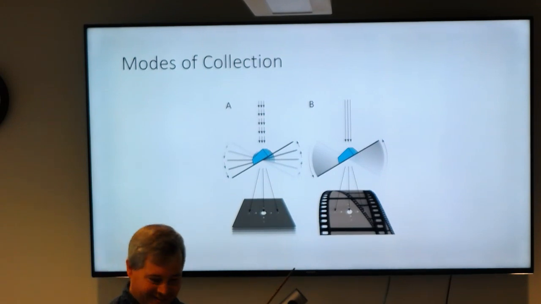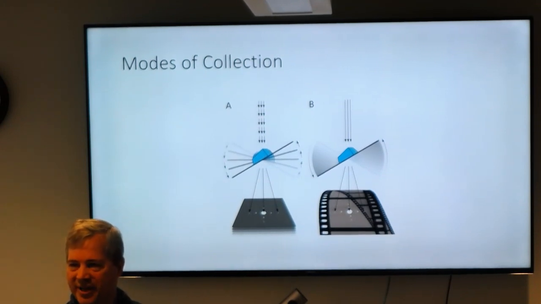Nice illustration. Did it come from a paper? Yeah, I forget which one. I think it might have been that review. It's cute.